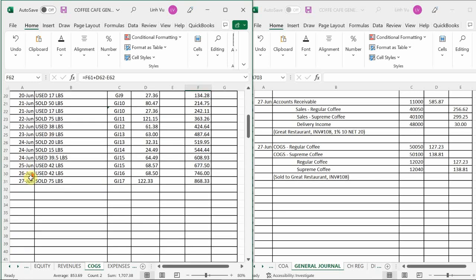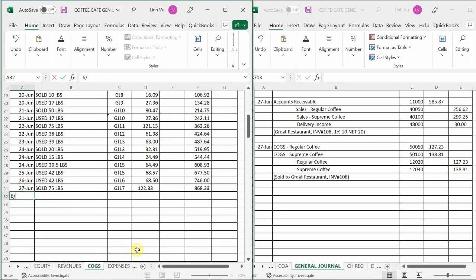So it's on the same 27th. And then we sold 78 pounds for 127.23. And now the balance is $995.56.